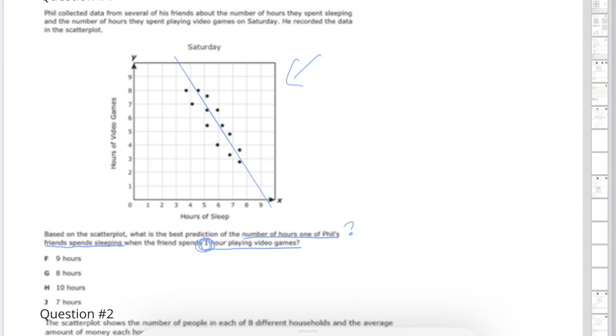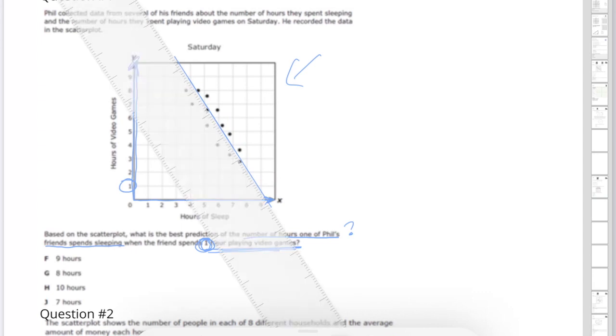So right here I circled 1 hour playing video games. So I'm going to look along the x-axis first, and along the x-axis, which is left to right, I see it says hours sleep. Well, I'm looking for 1 hour playing video games. So the x-axis is not what I'm looking at. I'm looking at the y-axis on this question. And the y-axis goes up and down. And the y-axis also says hours playing video games. And I circled the number 1.